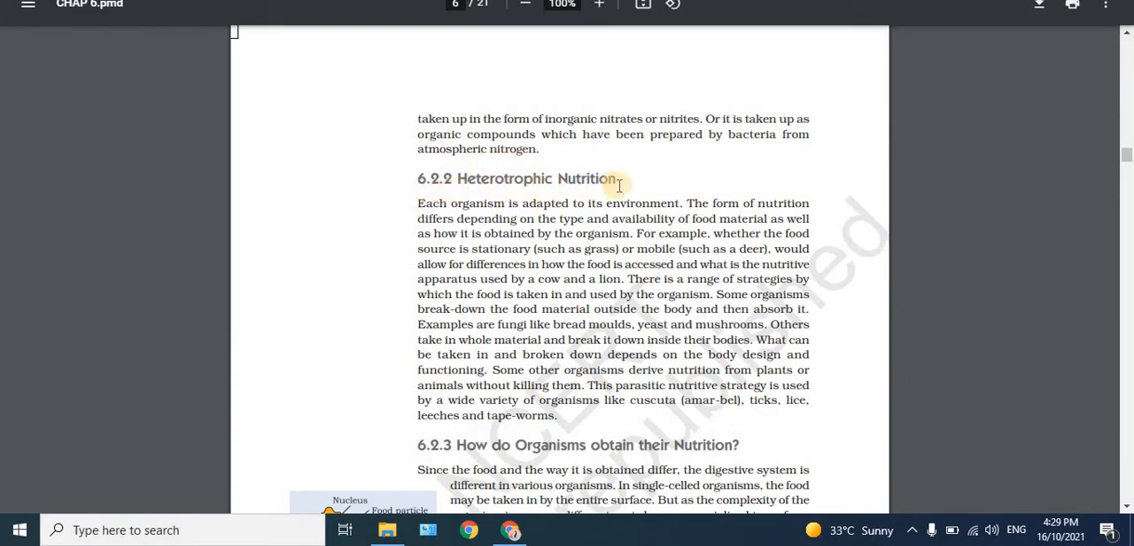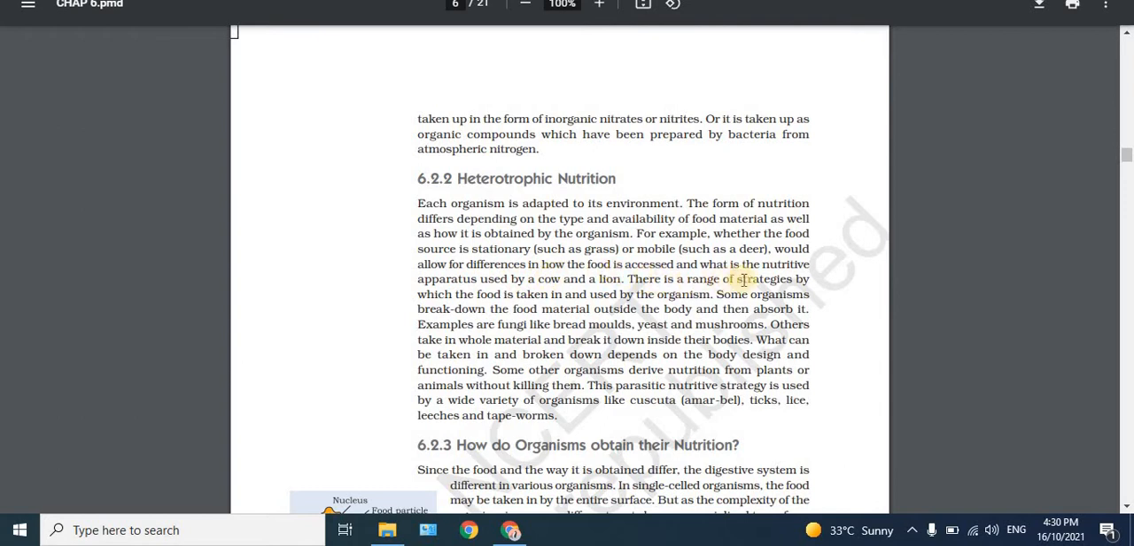6.2.2 Heterotrophic nutrition. Each organism is adapted to its environment. The form of nutrition differs depending on the type and the availability of food materials as well as how it is obtained by the organism. For example, whether the food source is stationary, such as grass, or mobile, such as deer, would allow for differences in how the food is accessed and what is the nutritive apparatus used by a cow and a lion.